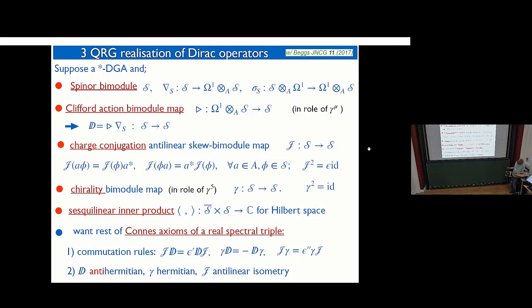Then there should be a chirality operator, gamma, which should be a bimodule map, which squares to the identity. And then there should be a sesquilinear inner product allowing us to complete S into a Hilbert space. And then we want the rest of Connes' axioms. So there are some commutation rules. J should plus or minus commute with D. Gamma should anti-commute with D. Now, Connes makes a big deal about odd and even spectral triples, but in fact, you could just impose this, and in our example, this will exist for all patterns of signs.